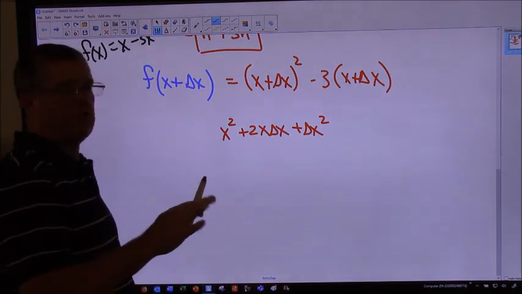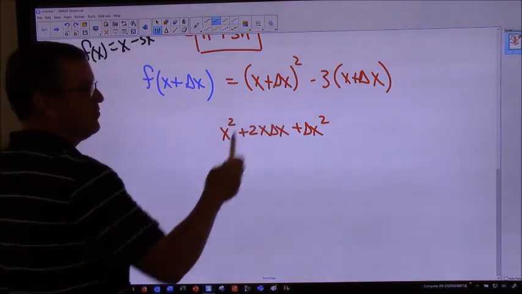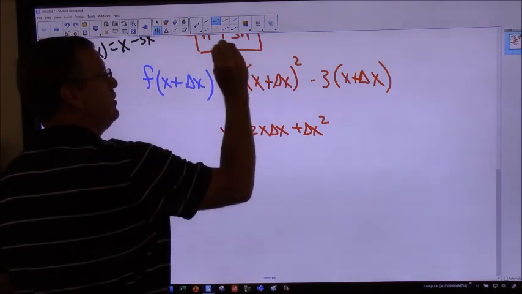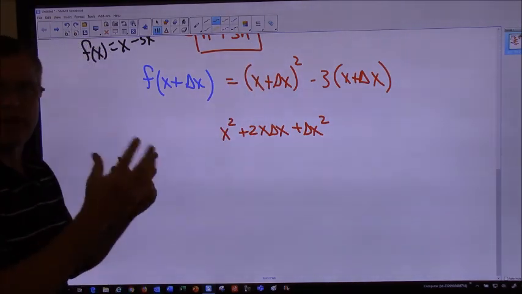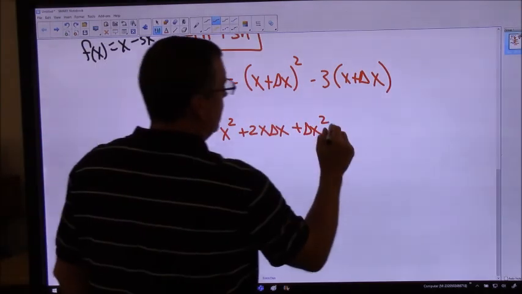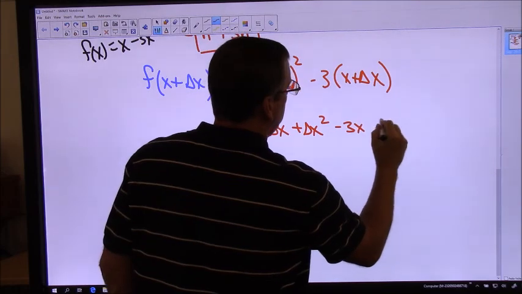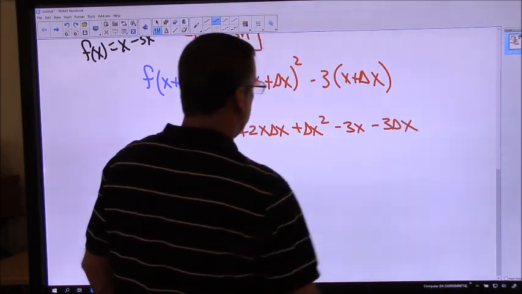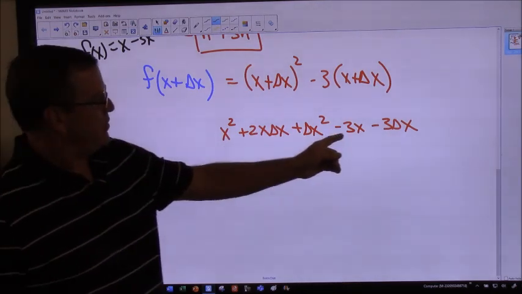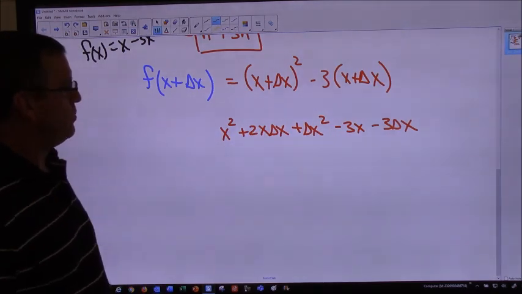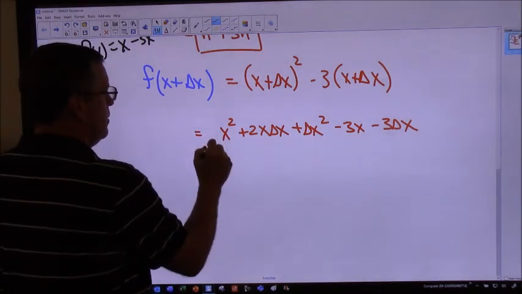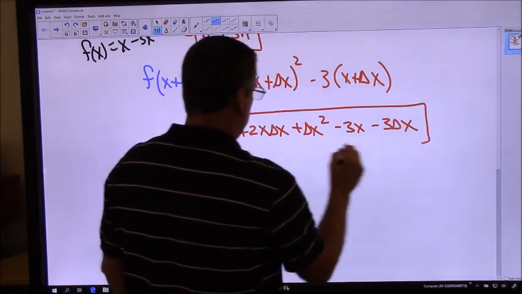So remember, if you don't like the shortcut, just write this down twice. Do what exponents mean. It means take this times itself, and so write it down twice and work the whole thing out. Minus 3x minus 3 delta x. And so when I look at that, there really aren't any like terms, so there's nothing else we can do with this problem. At this point, we're done, and we have answered that question.